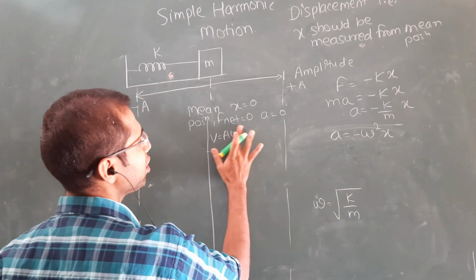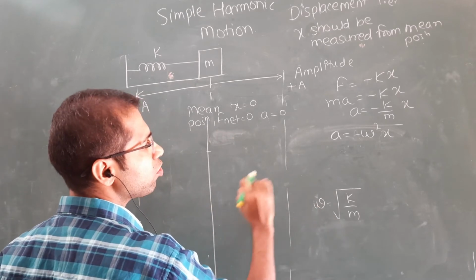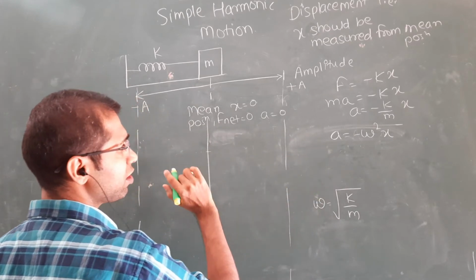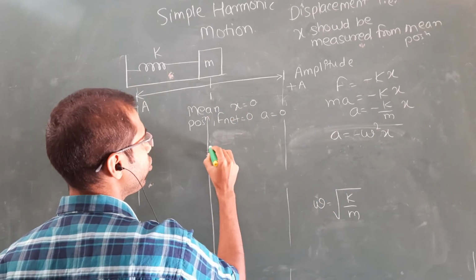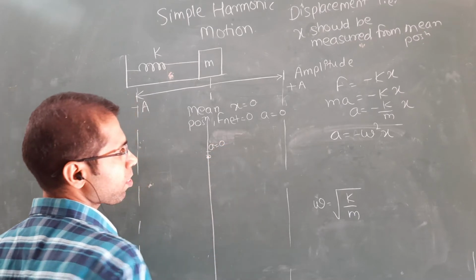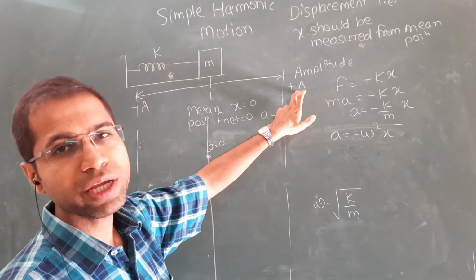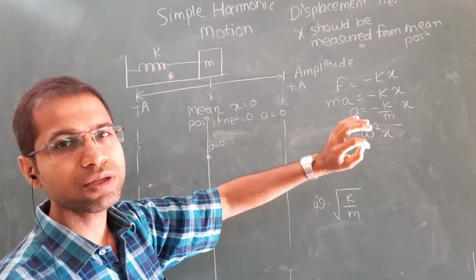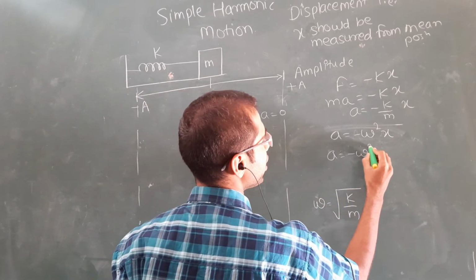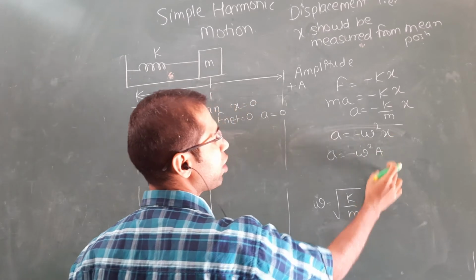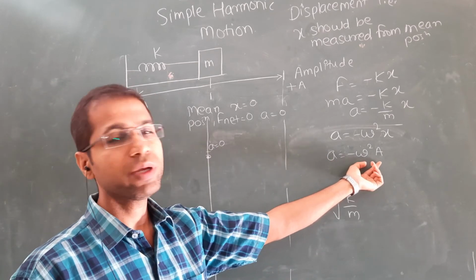Before I go for the velocity, it is important to discuss the acceleration. Here, when x is equal to 0, that is the mean position, acceleration is 0. If I put x is equal to a, the maximum position from the mean position, which we can call the amplitude, acceleration becomes minus omega square a. Instead of x, I put a here at the extreme positions.